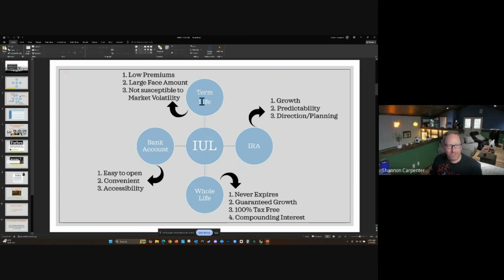The term life, what's good about a term policy? It's got low premiums. You can get large face amounts, right? You can't lose money in the market because there's no money. Typically, there are some terms where you earn a point of something, but typically term does not have any cash growth.